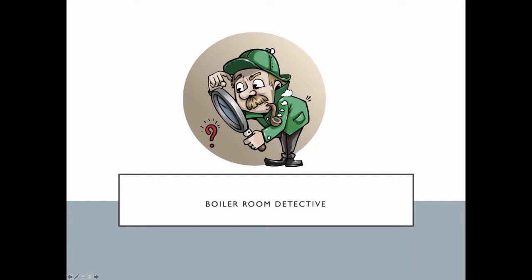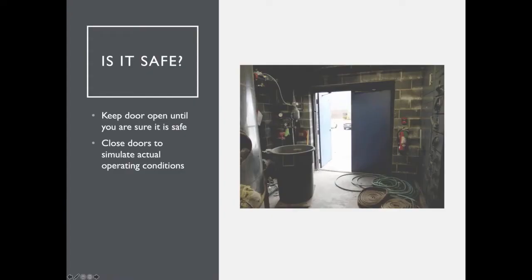We have all kinds of neat pictures that I wanted to show, and we're going to walk through a boiler room and uncover some clues about how the boiler is operating and what we can do. The first thing I do is walk in and make sure the boiler room door is open and make sure it's safe. Then, right before I test the boilers, I like to close the doors to simulate the actual conditions. We've had boilers that worked really well with the doors open, but once you close the doors, it was a negative condition in the boiler room.